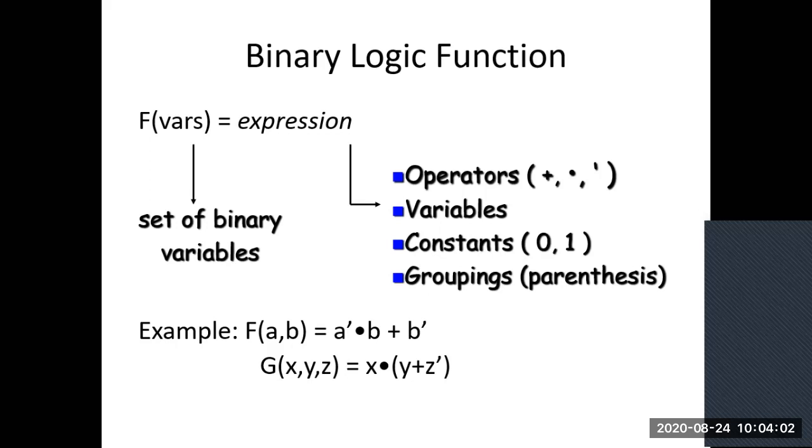We will take one example of a binary logic function, f of a comma b, which we represent as a bar dot b plus b bar. This dash means it is a bar symbol. We can write this in this way also, a bar dot b plus b bar. Both of these are the same. One more function, z, which is a combination of x, y, z, is x dot y plus z bar, and we can write this also in this way, x dot y plus z bar.